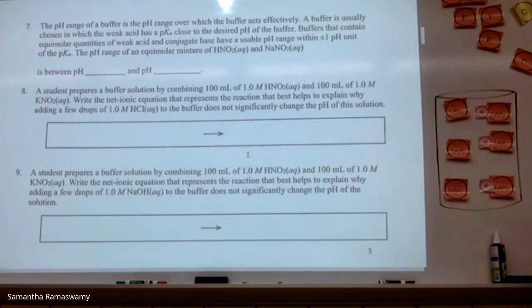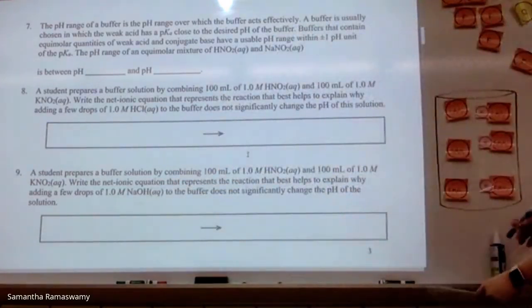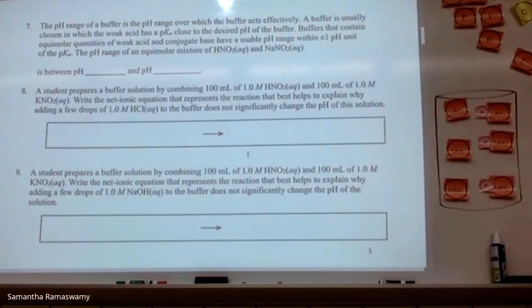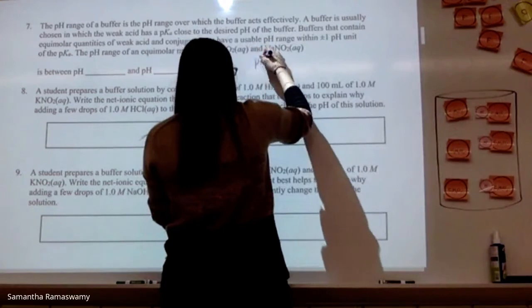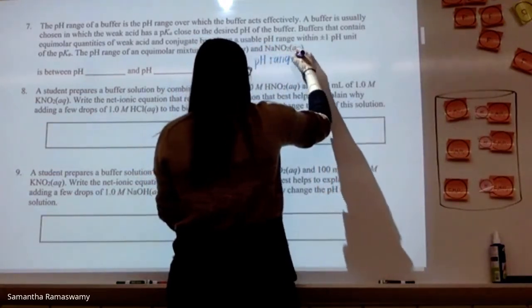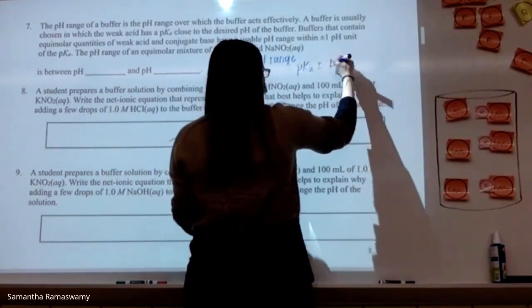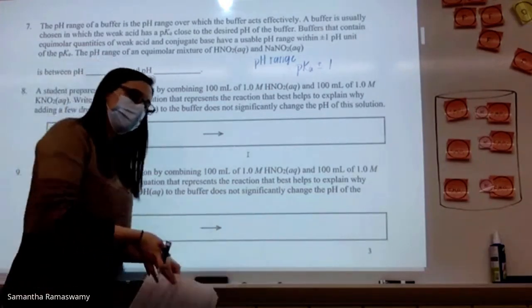Buffers that contain equimolar quantities, equal amounts, equimolar means equal moles, usually have a pH range within plus or minus 1 pH unit of the pKa. So pH range, I'm just going to write this over here, is pKa plus or minus 1. So what that means is if we find the pKa of the acid, the buffer works within 1 pH unit down and 1 pH unit up.